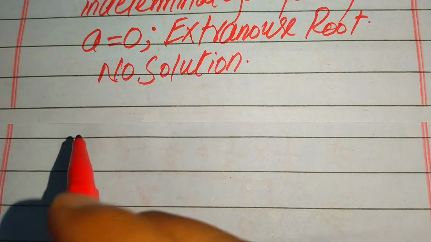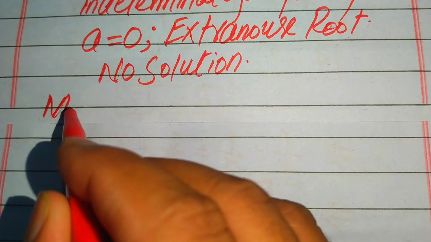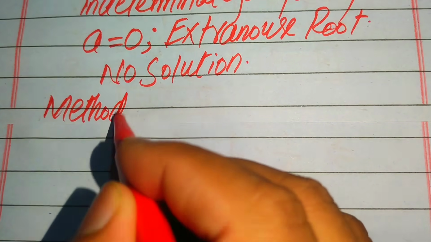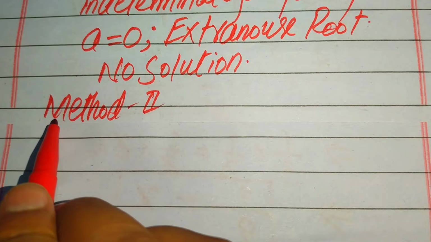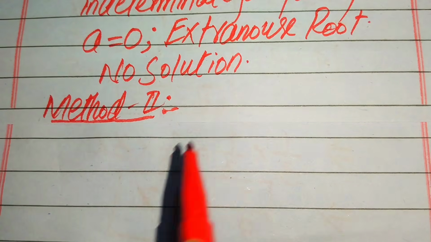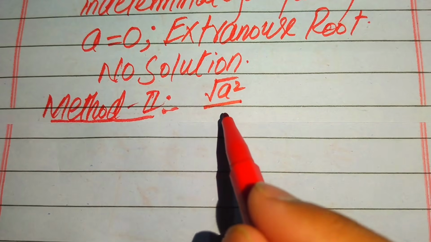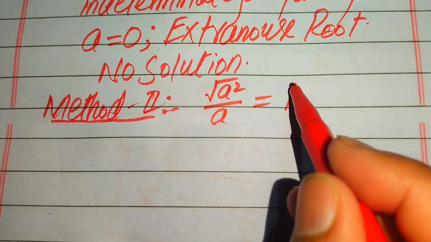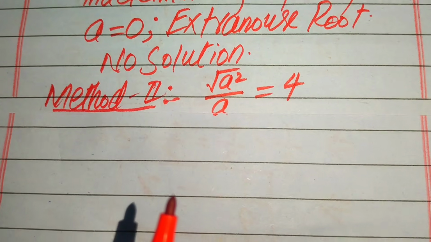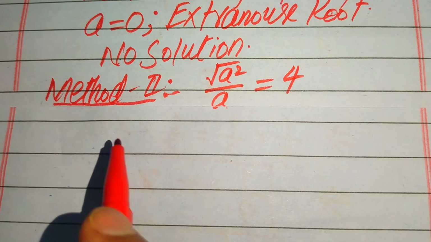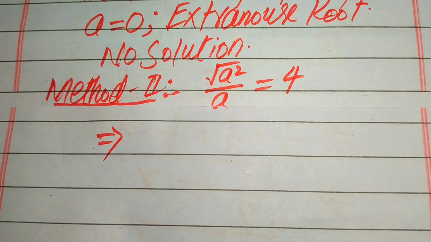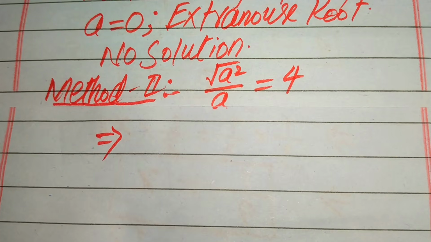Now in the next step we again solve this problem by the second method. For the second method we copy down the given question statement: square root of a square divided by a is equal to 4. This is the given question statement, and our second method is the very straightforward, quick method. Here we quickly determine the solution set of this problem.